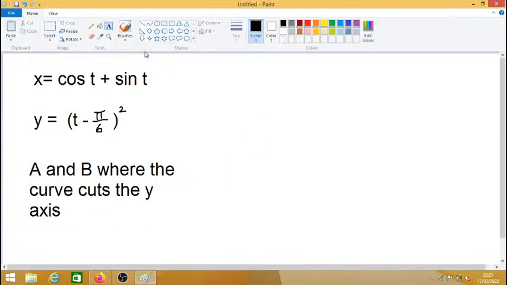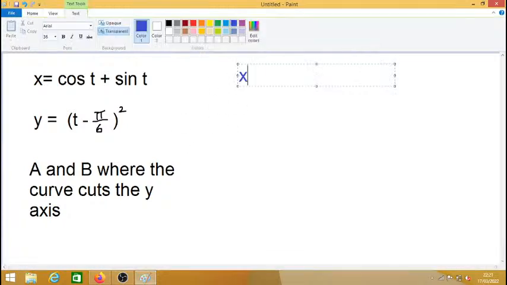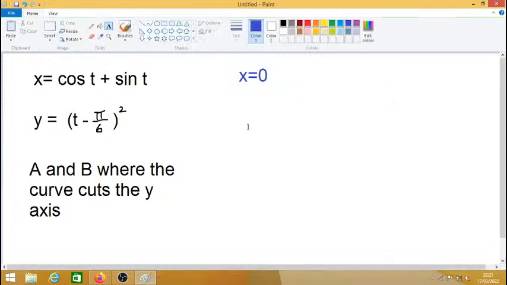Okay, first thing you want to do is just picture the y-axis, and that's the line going straight up. And you just want to realize that every point on the y-axis, like that one and this one and this one, the x-coordinate is always 0. So that's the main thing we're going to use here. If we want to find out where the curve cuts the y-axis, then we know that x is going to be 0.